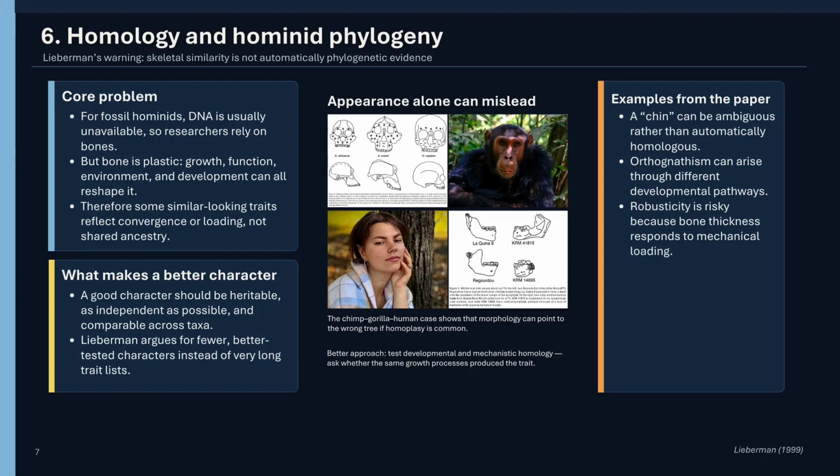A standard response to character conflict is parsimony. Choose the tree that requires the fewest evolutionary changes. Parsimony is not enough, because it assumes that homology is more common than homoplasy, and that assumption can fail. If morphology grouped chimps and gorillas together, parsimony alone would have pointed to the wrong tree.